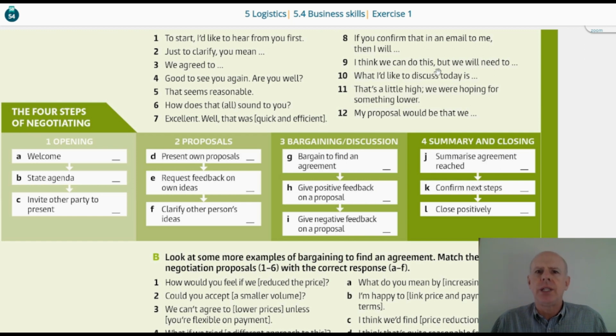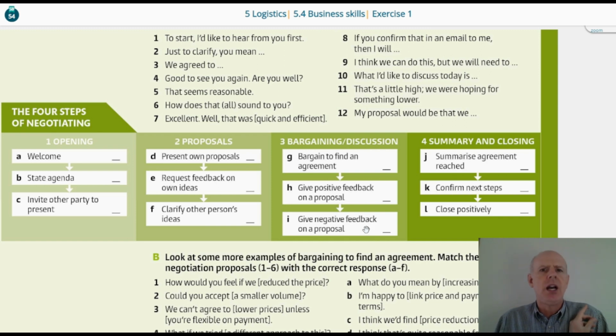I think we can do this, but we still need to... So you accept something, but you want something in return. But we will need to give positive feedback on a proposal. If you like something, for example, three things that the person is suggesting, try to give positive feedback on something. And you do this by saying number 5. That seems reasonable, right?